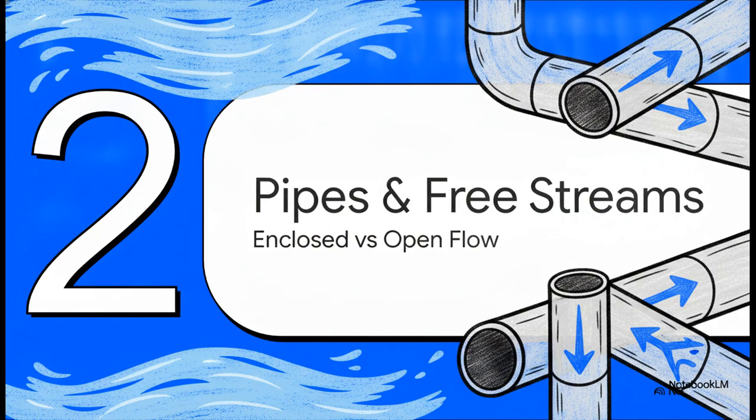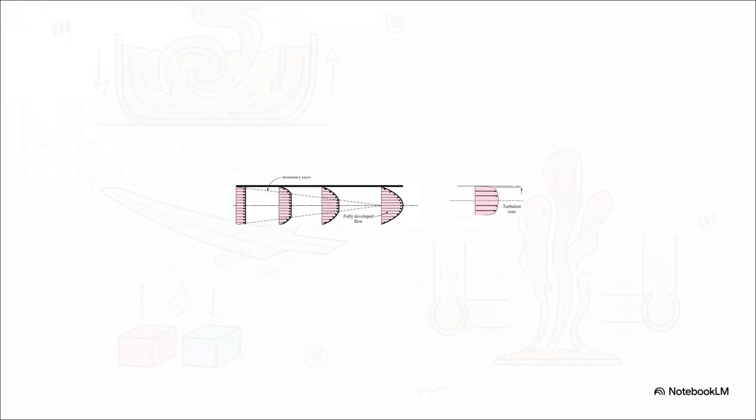All right, moving right along to part 2, pipes and free streams. Now watch what happens when this flow enters a completely enclosed pipe. A boundary layer starts to grow right at the entrance, hugging the inner walls. But because the space is confined, well, these layers keep growing inwards until they meet in the center and completely fill the pipe. When this fully developed flow is laminar, you get a beautiful parabolic shape. But when it's turbulent, you get a much blunter, flatter profile right there in the core.